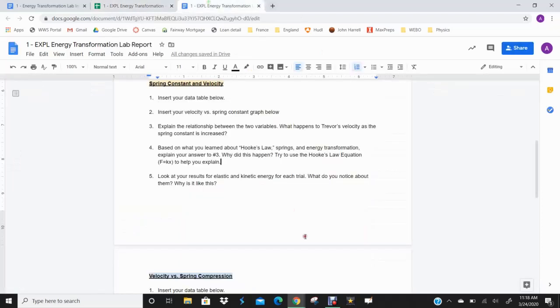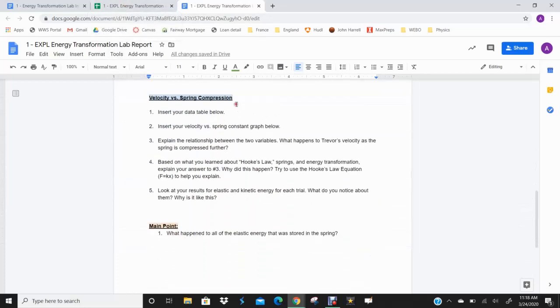So you'll make sure that you get that in here too. And again, this is pretty much the same answer. There's a common theme here, guys. I'm really trying to hammer this into your heads. Energy transformation, right? All the elastic was transferred into kinetic energy for Trevor. So we'll go ahead and move on to our last one here.